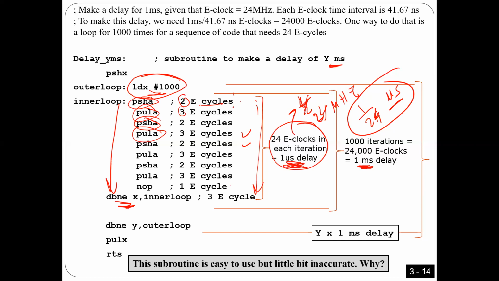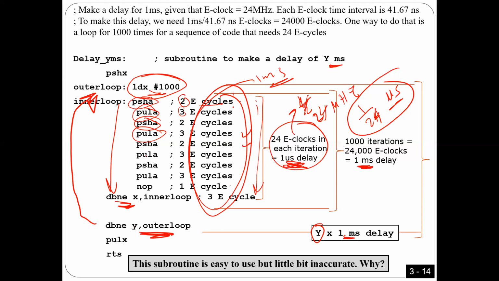Okay. Now, remember, I want to make y millisecond. So now this part is going to be 1 millisecond. So in order to make y millisecond, I have to repeat this part y times. That's exactly what I did. If you look, we have another loop here, guys. I'm gonna loop to here.